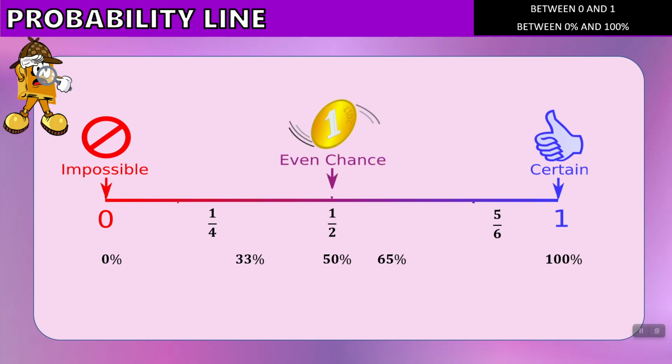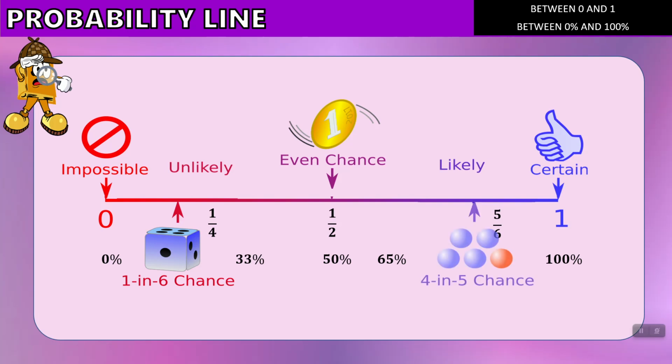In the middle, the half, we can say there's an even chance of things happening. And if something is unlikely, it's located over here between 0 and a quarter. And we can say, for example, a 1 in 6 chance is said to be unlikely to happen. And over here, things are likely to happen because they get closer to 1 or 100%. And if we had something like a 4 in 5 chance, then we know that's likely to happen. We know 4 out of 5 is 80%, which is close to 100.